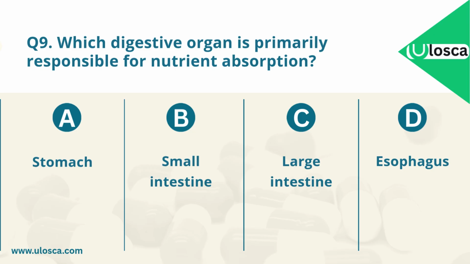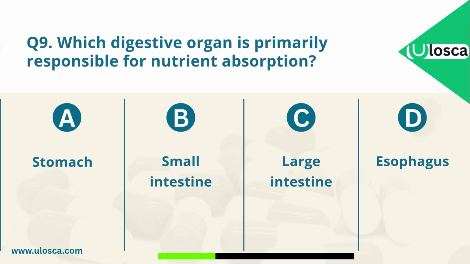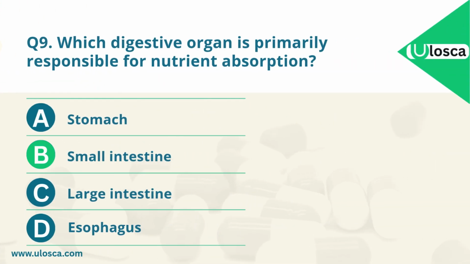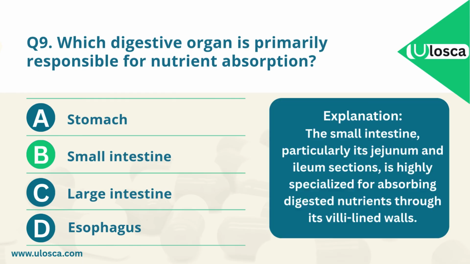Question 9. Which digestive organ is primarily responsible for nutrient absorption? A. Stomach. B. Small intestine. C. Large intestine. D. Esophagus. Which one is the correct answer? The correct answer is B. Small intestine. Explanation. The small intestine, particularly its jejunum and ileum sections, is highly specialized for absorbing digested nutrients through its villi-lined walls.